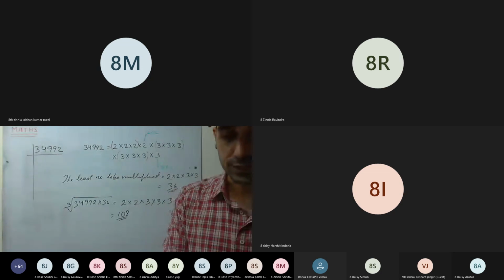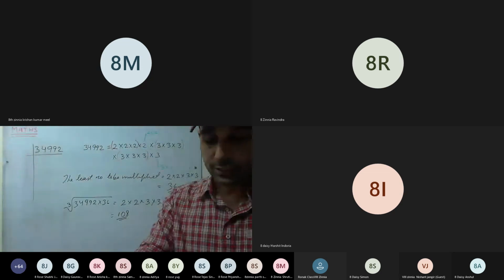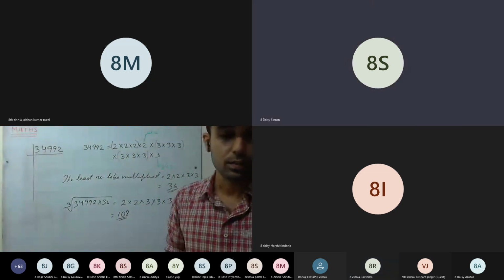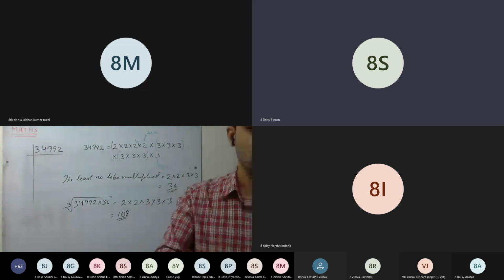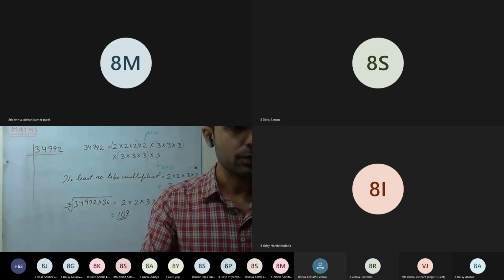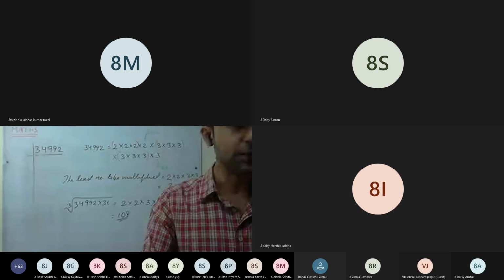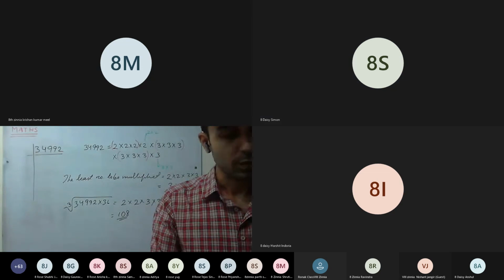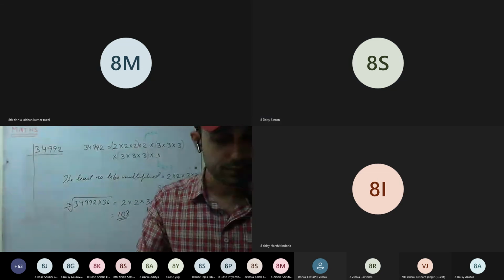Now we start the sixth question. Read it silently. Which chapter will we start next? Most probably we will start simple and compound interest. That I have to discuss with Sonu ma'am once as well. Most probably simple interest and compound interest.